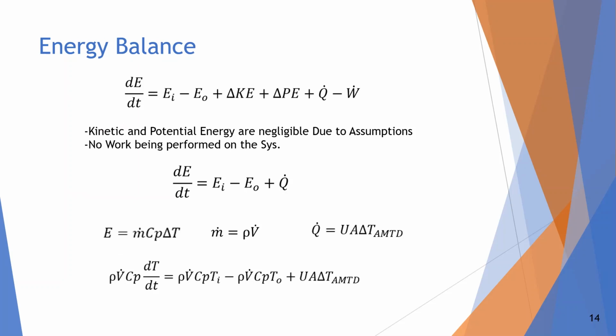On the top you can see the general energy balance equation. From our assumptions, the kinetic and potential energy are negligible and there's no work being performed on the system. So our energy balance equation drops down to the change in energy equals energy in minus energy out plus heat added to the system. After substituting our equations for E, m dot, and Q dot, we get the equation on the bottom.